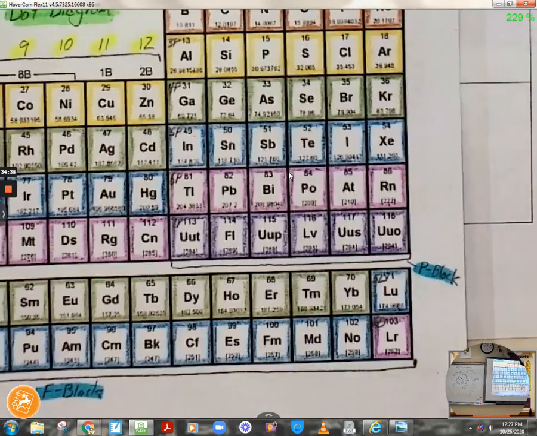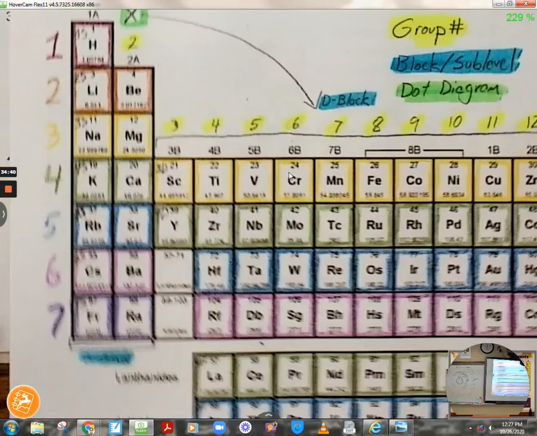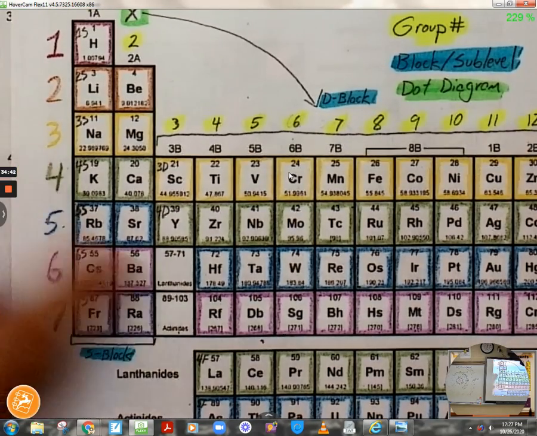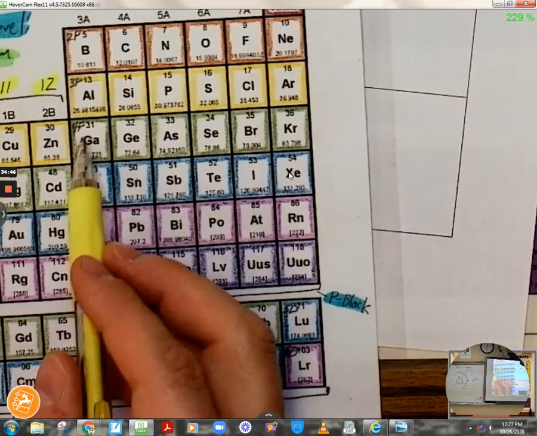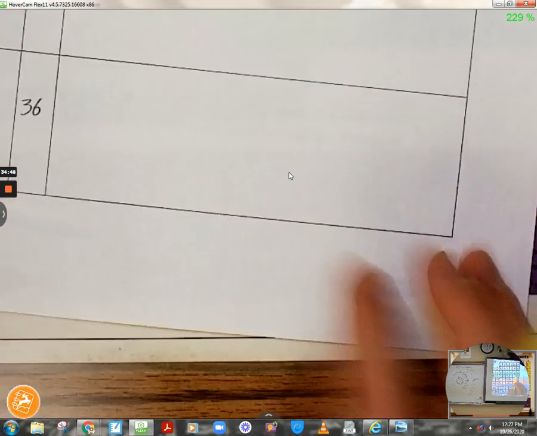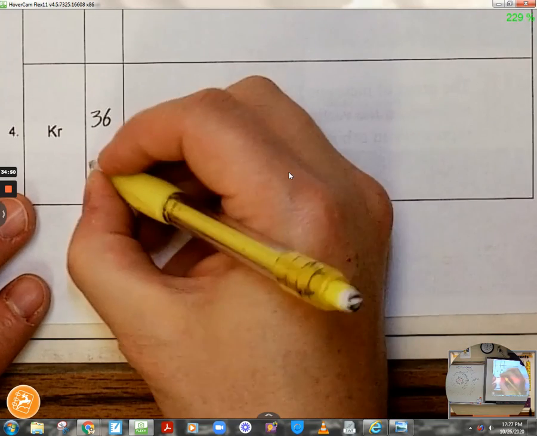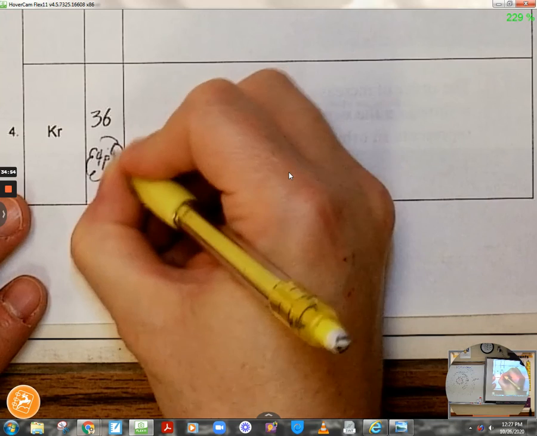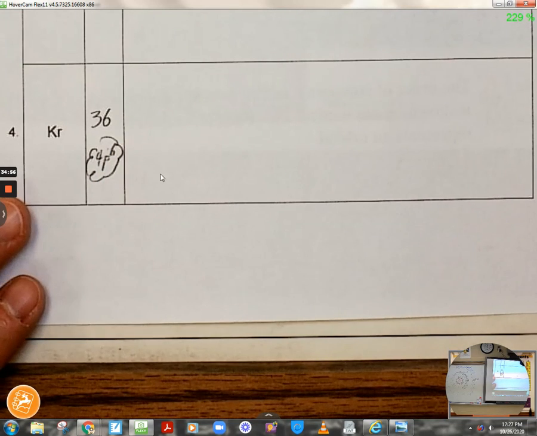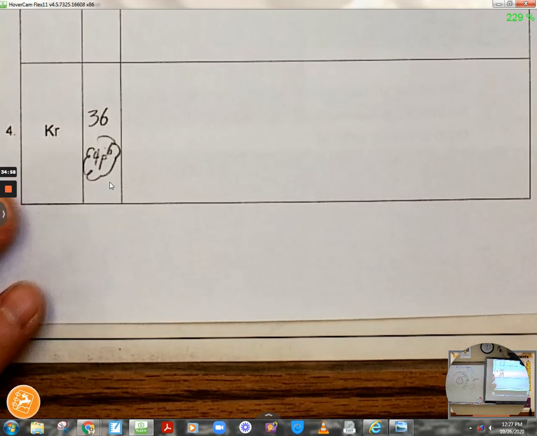Looking at my color-coded periodic table, what energy level is Krypton in? It's in energy level 4, and it's in 4p, and it's the sixth one over. So we're going to think 4p6 in the back of our head, and if stuff ends with 4p6, we'll know we've done it right.